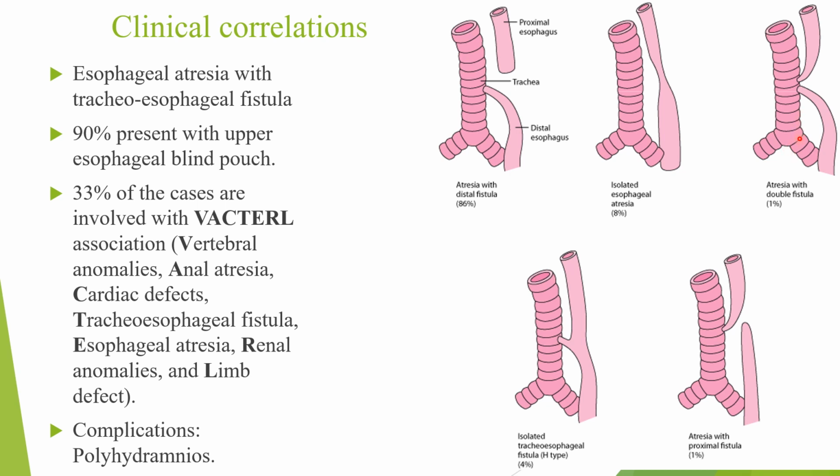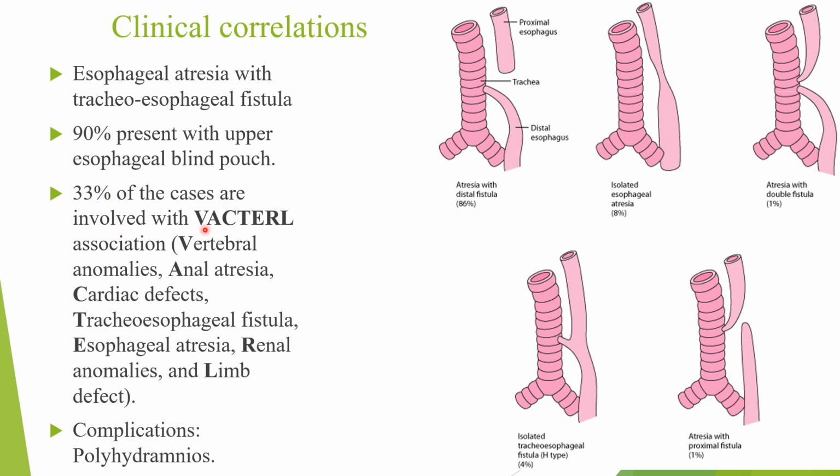This is another type of anomaly in which the upper part of the esophagus and the lower part of the esophagus both enter into the trachea separately. This is again a rarer form of the tracheoesophageal anomalies, only 1% rate of occurrence. And another type of anomaly is an H-shaped anomaly in which there is an isolated tracheoesophageal fistula, and the rate of occurrence is 4%. This is another rarer type of anomaly in which the proximal part is attached to the trachea by means of the fistula, and the distal part of the esophagus ends in a blind tube.